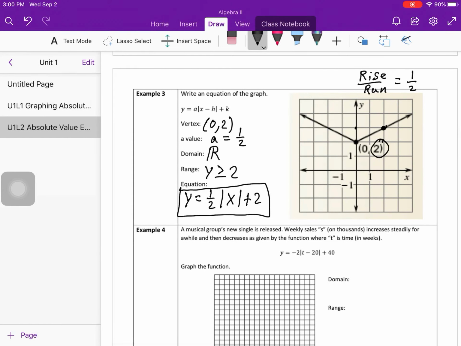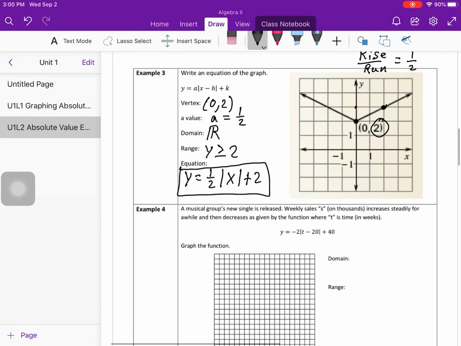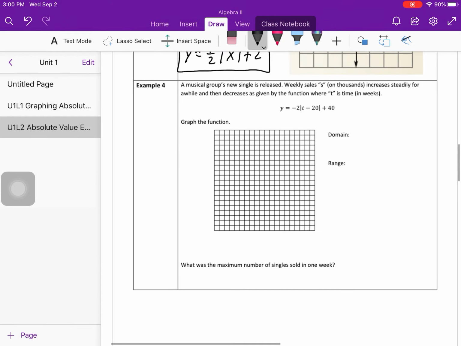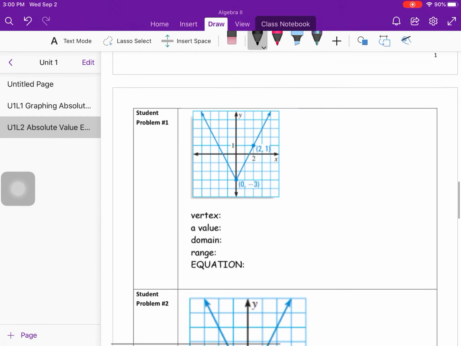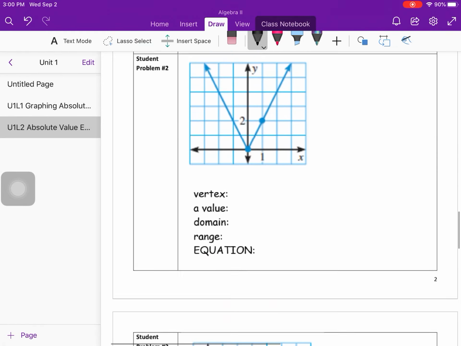So if you understood how to graph it, I think that writing the equation is a little bit easier. But if you're really struggling with graphing the equations, please let me know. Try to reach out to me or save some of your questions for when we meet again. But hopefully you will watch both of these videos and attempt everything. Example 4 we'll do in class. So you just have 3 problems to attempt on your own down here.